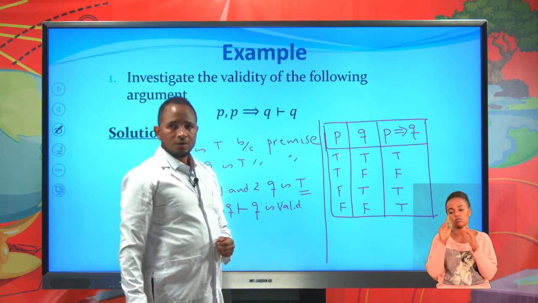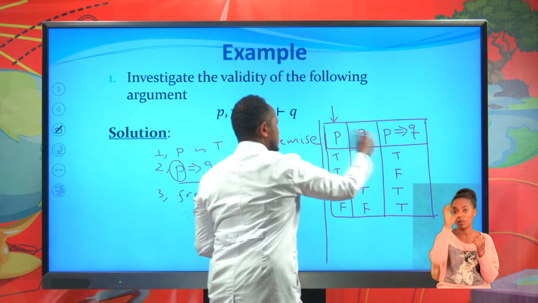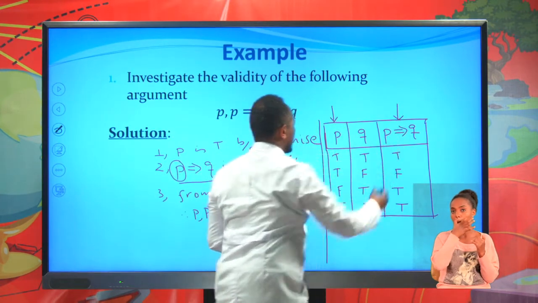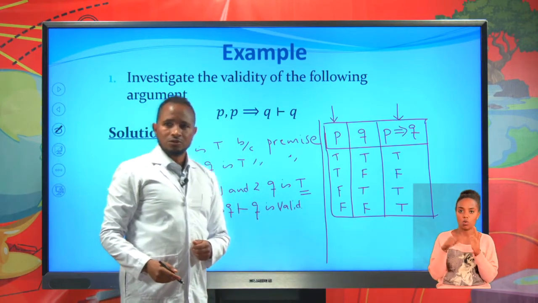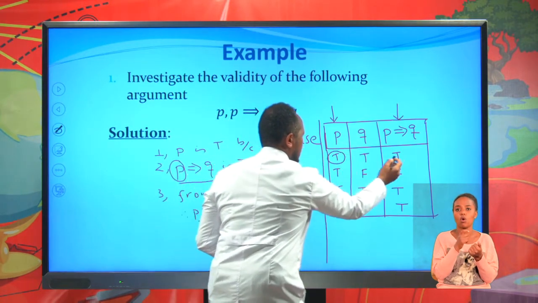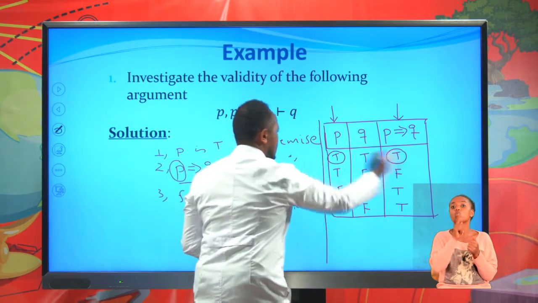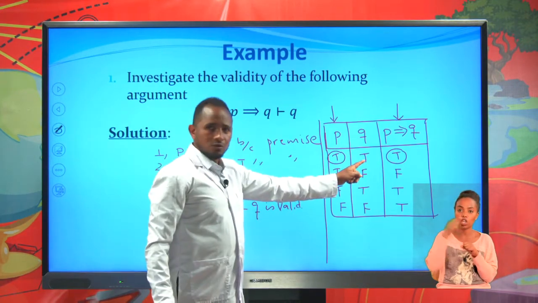Now, what are our premises? The premises are P and P implies Q. So we assume these to be true. Therefore, P is true and P implies Q is true. That's the first row. And the conclusion is Q. The conclusion Q is true.